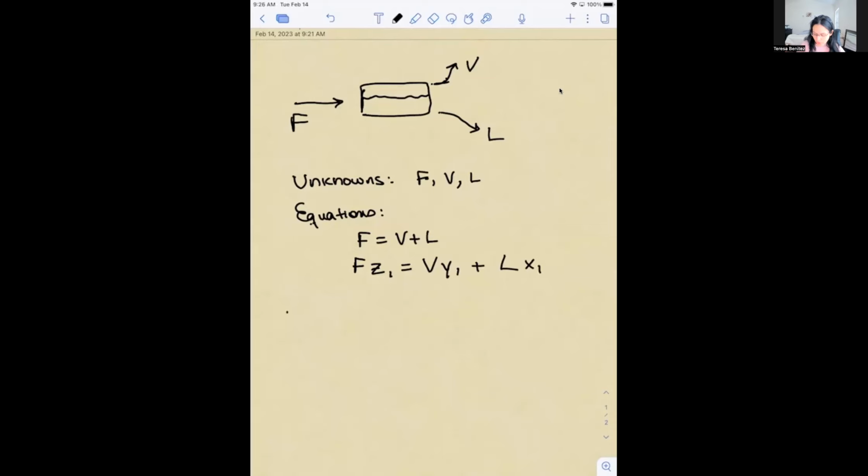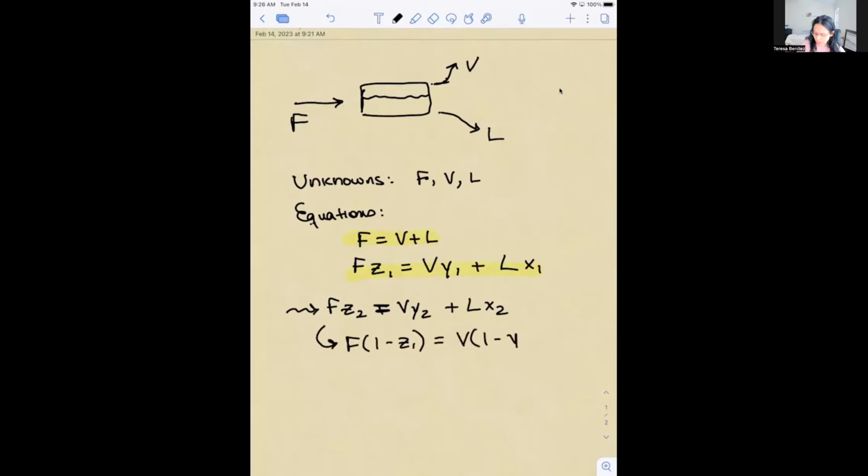And then you could also argue that you have this equation over here, okay? However, let me highlight these two. This one, F going in multiplied by Z2 equals V Y2 plus L X2. However, this is equal to this, okay?